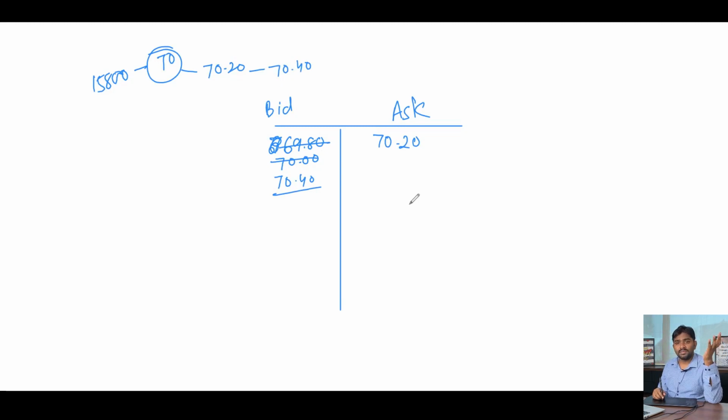Now in this case, because of fear of missing out on this particular trade, we generally go and buy at the current market price, whatever the rate is there.